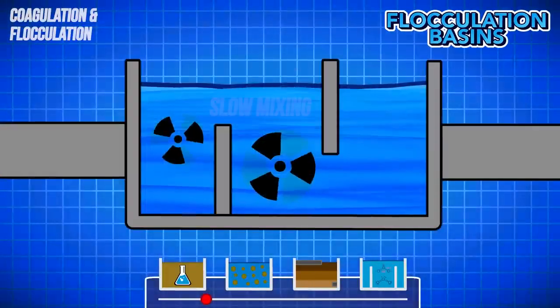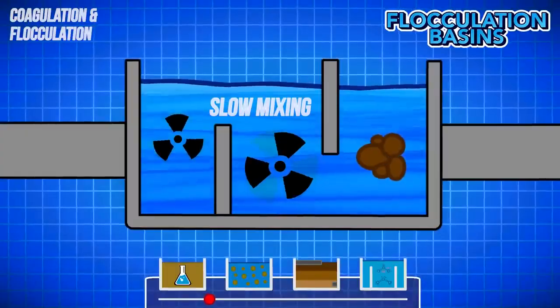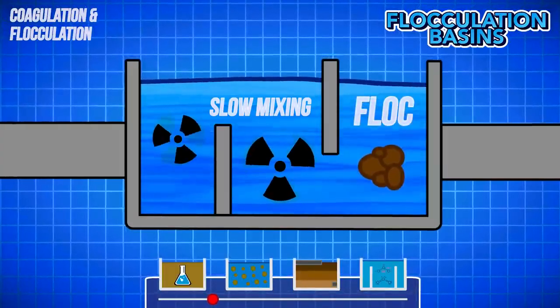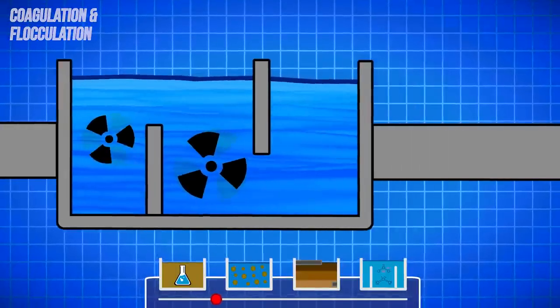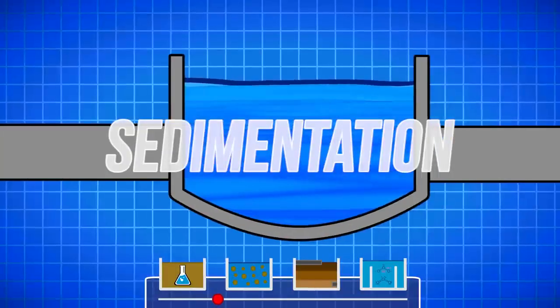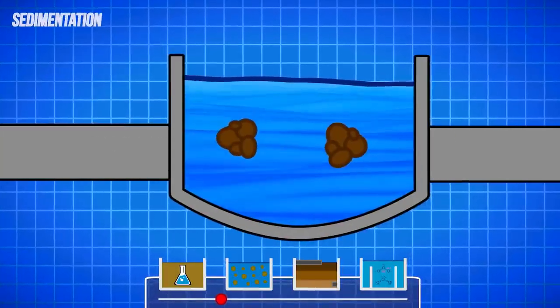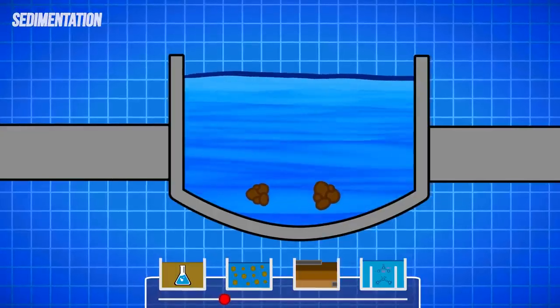In these basins, the solution of water and coagulant will slowly be mixed together to form what are called floc particles. After mixing for a set amount of time determined by water quality in the flocculation basins, the water is moved to sedimentation basins. It's in these holding tanks where the water sits for the floc particles to begin settling out at a faster and faster rate, which is the intended goal of this process.